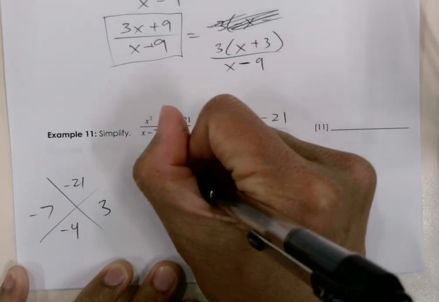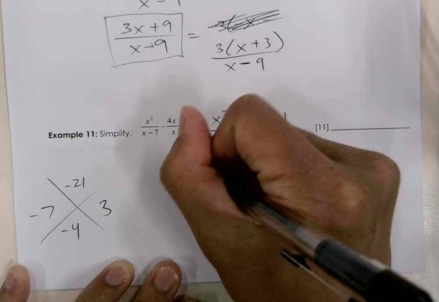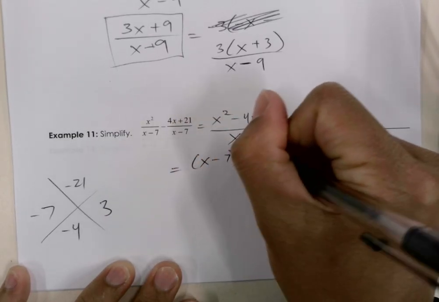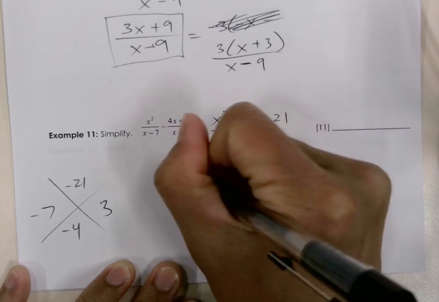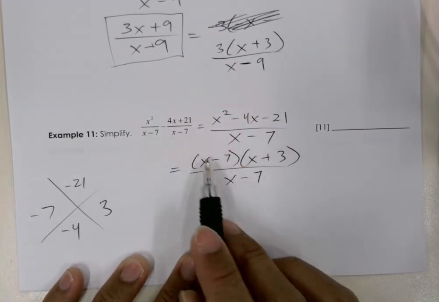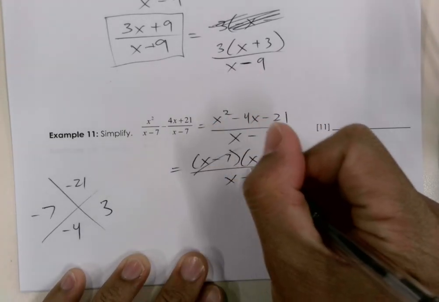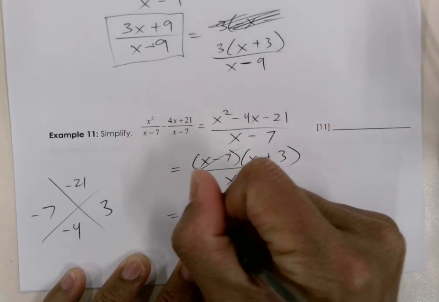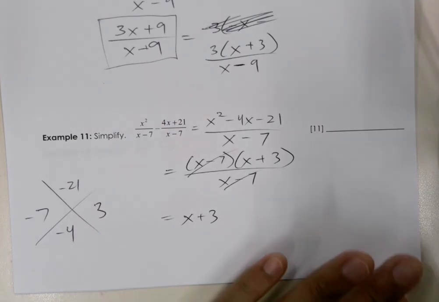So we're going to rewrite that numerator as its factors. So we have x minus 7 and x plus 3 over x minus 7. So do we have the same factors? Yes, we do. We have x minus 7, so we can cancel those out, and it's just going to simplify down to x plus 3.